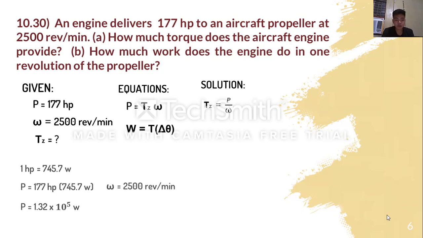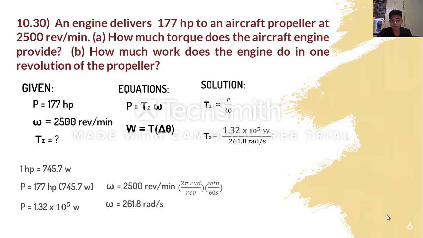As for our angular velocity, we need to multiply it by 2 pi rad over rev times the 1 minute over 60 seconds, which will give us a value of 261.8 rad per second. Now we can plug in our given values. So 1.32 times 10 to the 5th watts all over 261.8 rad per second should give us a torque of 500 joules per rad. That is now our torque.